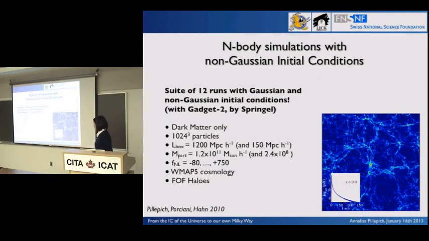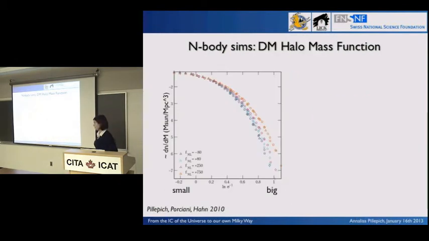And I then went to quantify things in these boxes. This is a first plot about the dark matter halo mass function, at redshift zero. This is the differential mass function as a function of sigma to the minus one. Doesn't matter, these are big masses, these are small masses, for different values of FNL.